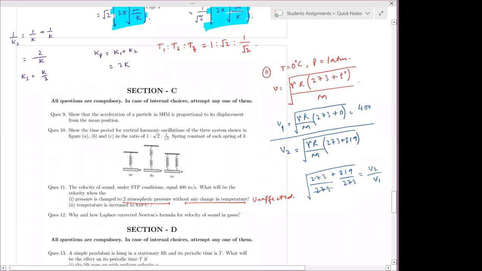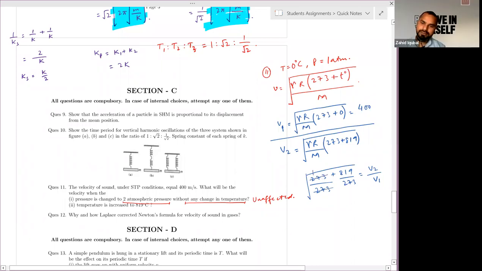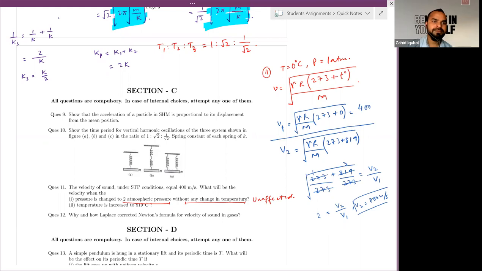This part will cancel out in one time. This part will cancel out in 3 times. So 1 plus 3 will be 4. On taking square root, it will be 2. So 2 equals V2 divided by V1. V1 we have 400 and V2 we have to calculate. So it will become 800 meter per second. So this is the second part of this question.